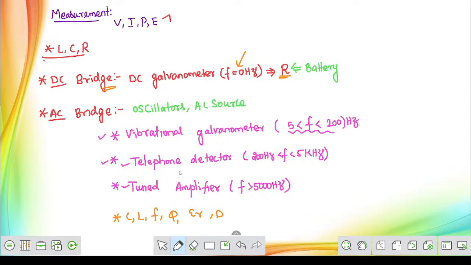Now, before we start discussing all the types of bridges, we will go one by one. The first one: what are the types of resistance that we have, and what types of devices do we use to measure them?